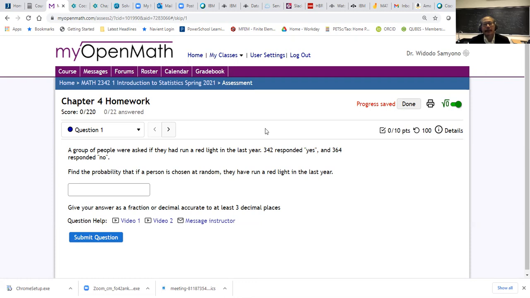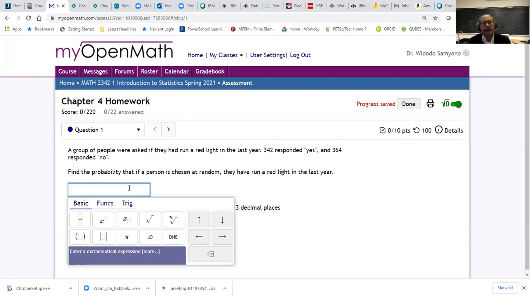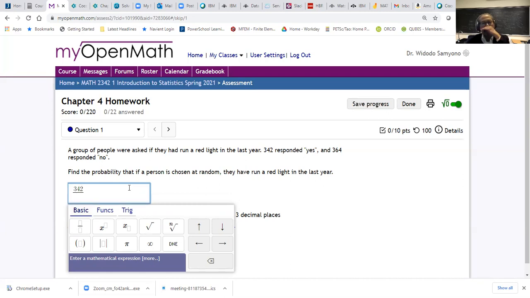the last year. So the answer is you need to divide this with the total, right? So you have 342 divided by the total. The total will be what? 342 plus 364, sorry, 706. Okay.